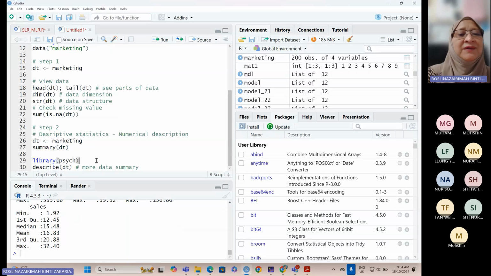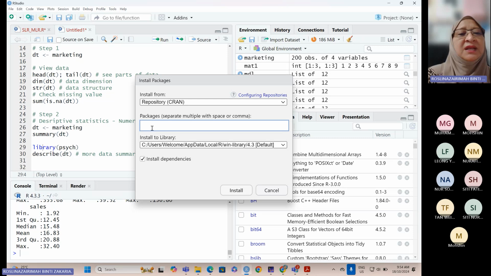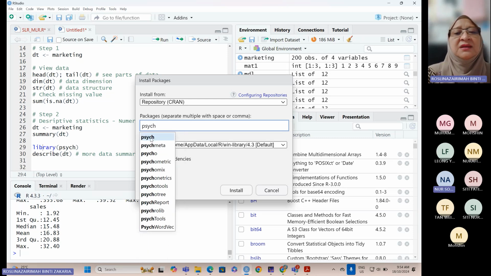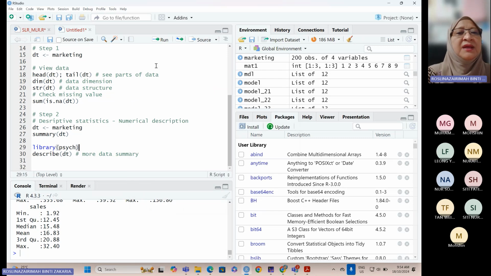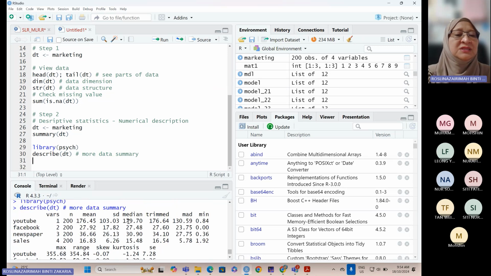And we have another function that is called describe. But you need to load this library as usual. Go to install, then you type PSYCH, then install. Once you have completed the installation, you go to library and then use the function describe. If you use the function describe, you get more information about the data.